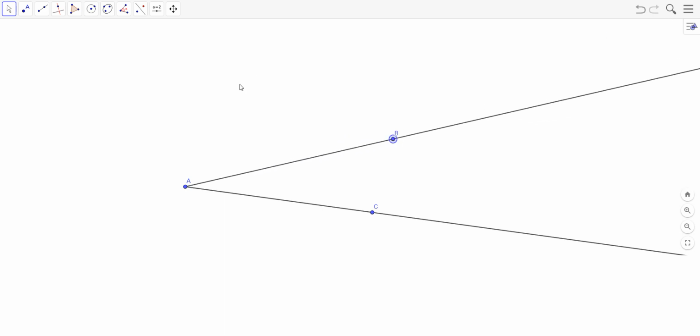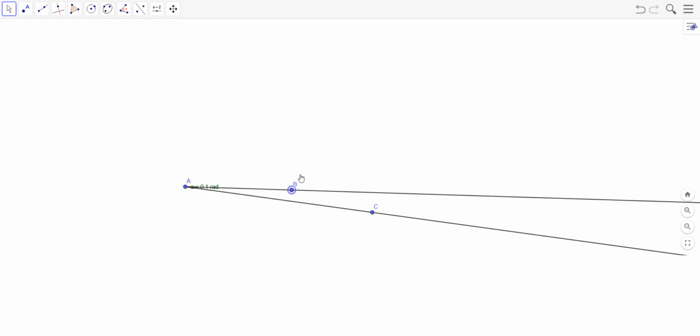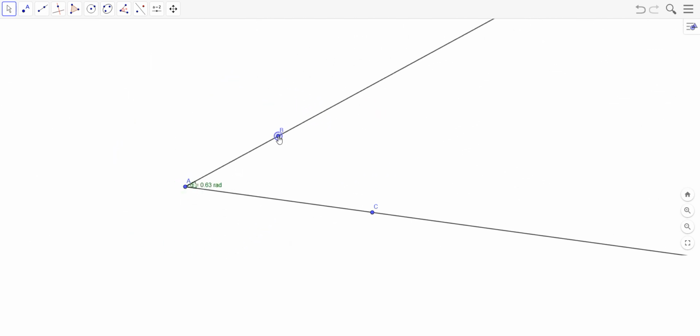Okay, let's talk about measuring that angle. We could click on this tool here. We can measure the angle by clicking on one point on one side, the vertex, and the point on the other side. Looks like I have it set up by default to radians. Yours may come out in degrees. So let's talk about that a minute.